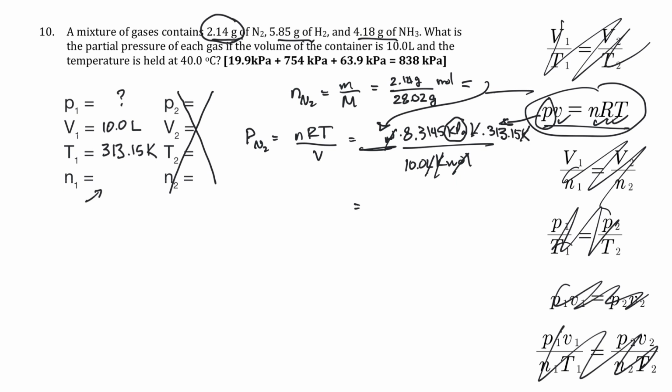And this one comes out to 19.885, and if you round it, it's 19.9 kilopascals. So that's the partial pressure in the container due to nitrogen. Then I just have to do the hydrogen one and the ammonia one. Okay, I hope that helps you out getting going with those two questions.